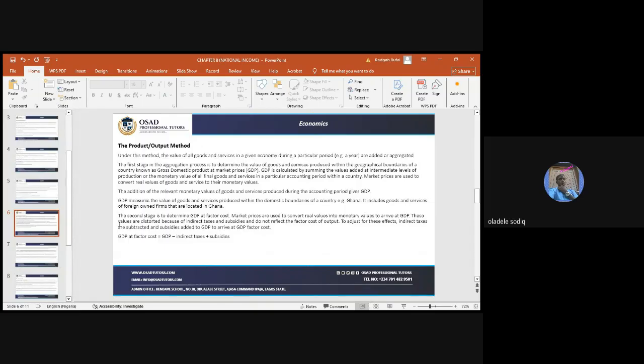So the first one is the product output method. Under this method, the value of goods and services in a given economy during a particular period or a particular year are added together. They are added what? Together. So the first stage in the aggregation process is to determine the value of goods. That's why I call it the product method: you want to add together all the value of final goods. And how do you calculate that? Look at the formula here.